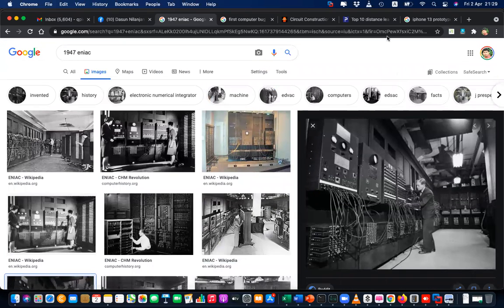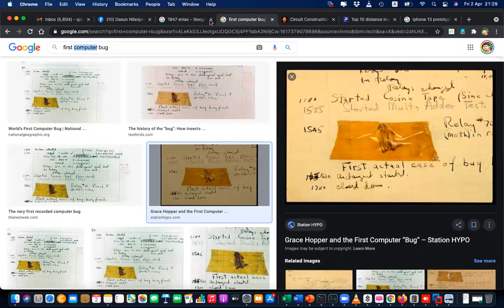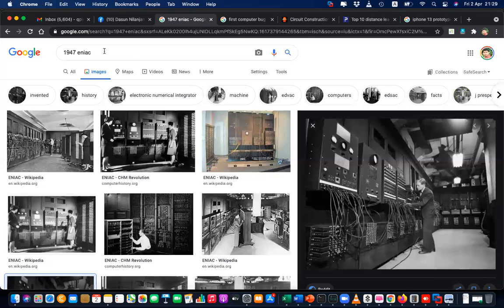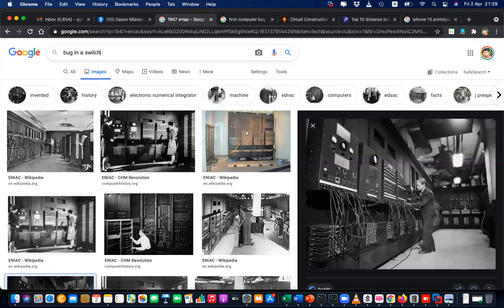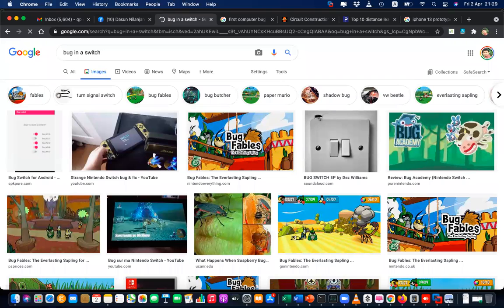So what has happened, one programmer was programming this. Yeah, it's a real bug. So one programmer was programming this, and he found that the machine was not working. Suddenly it stopped working, and he was worried, wondering what had happened. He was searching in every relay, every switch. So, a bug in a switch, but anyway, it's not really visible here. First computer.